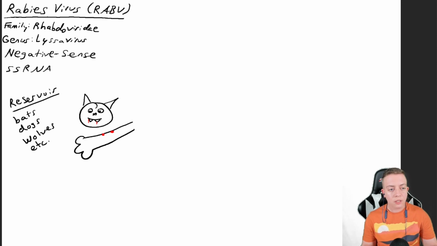So let's say we have a person who is bit by this cute little bat drawing I have. The bat bites a human on the arm or wherever the bat's going to bite them. There are multiple reservoir animals that you would see: bats, dogs, wolves, really any kind of animal that could contract this virus could infect a human. And as I said, a human bite from someone who is already infected with rabies could also do this.